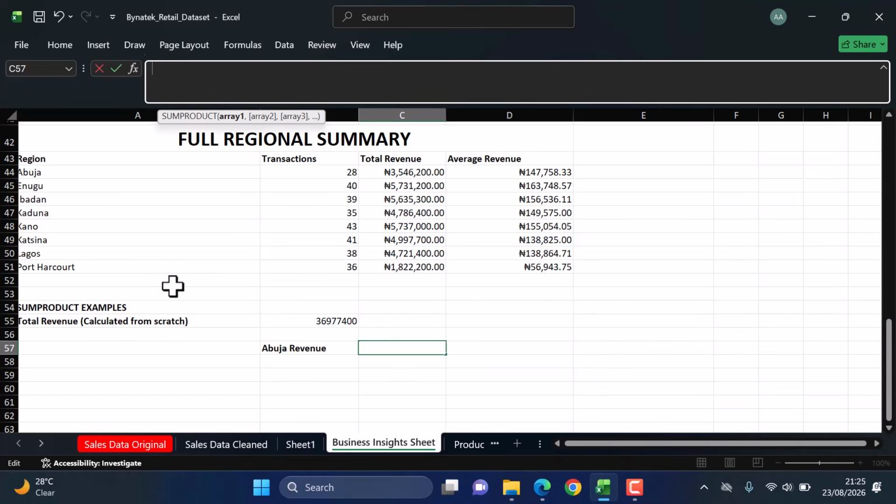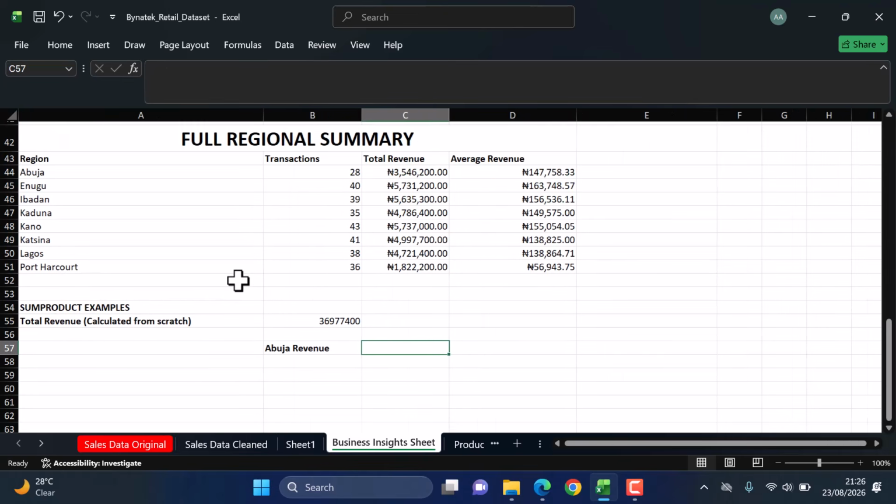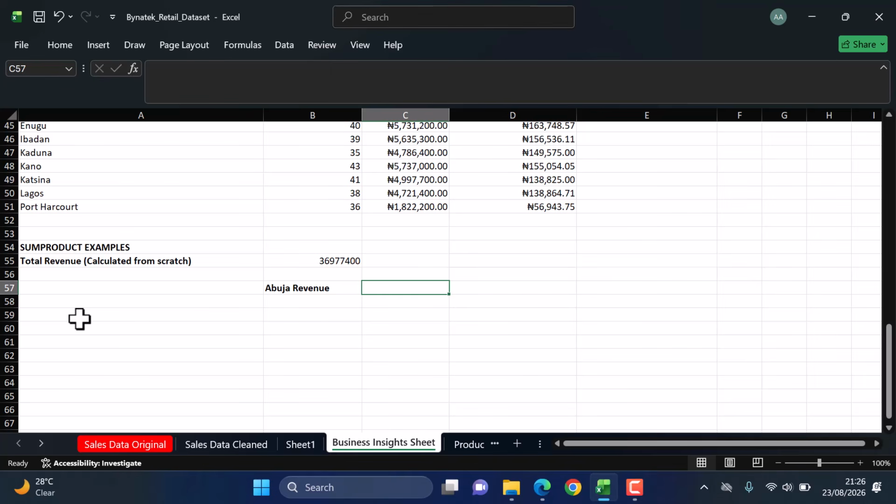All right, so let's look at our dynamic summary before we eat up our time for the night. A dynamic summary is basically one where you type a particular criteria in one cell and the entire table updates automatically to show results for that criteria. You don't need to rewrite formulas, just change one cell, right? So we have our business insights, and let's get down here.